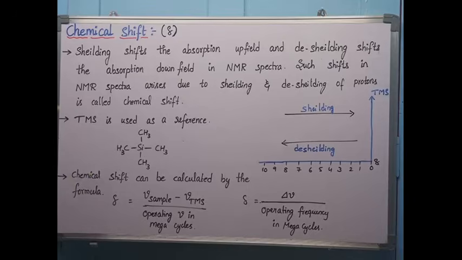This chemical shift can be calculated by using the formula: delta equals the frequency of the sample minus the frequency of TMS, divided by the operating frequency in megacycles. This is indicated as delta equals delta nu, the difference between the sample frequency and the TMS frequency, divided by the operating frequency in megacycles. This chemical shift is also expressed in tau. That is another symbol for indicating the chemical shift.